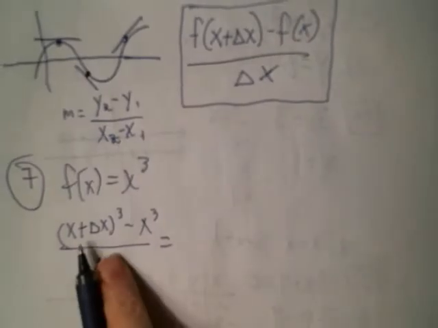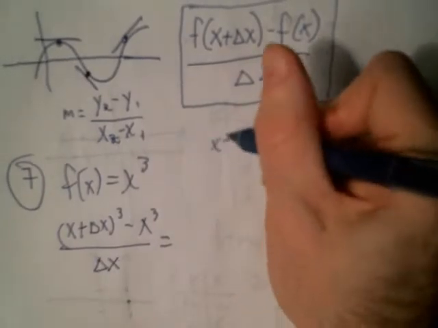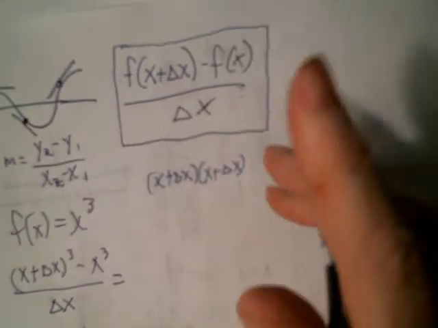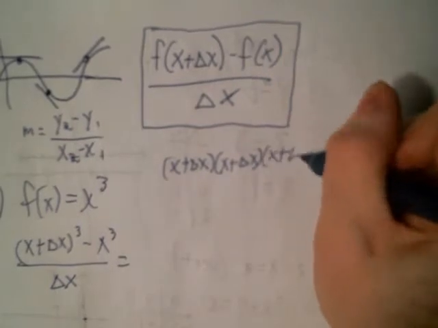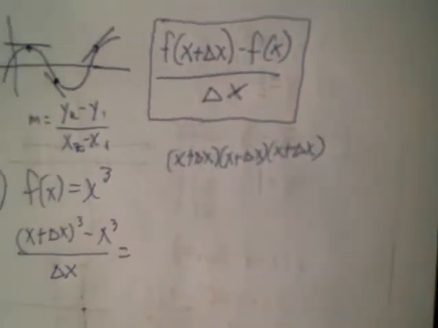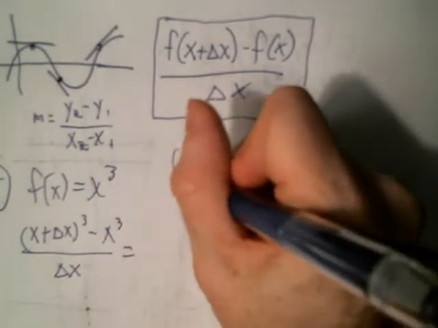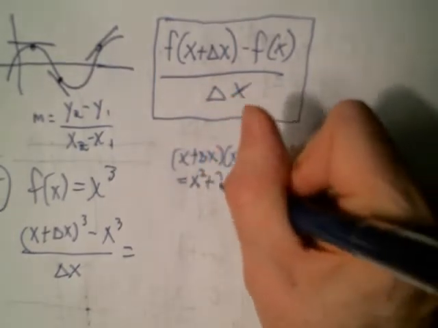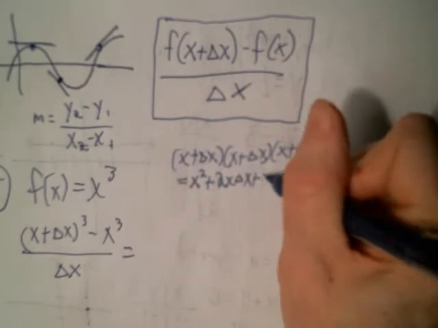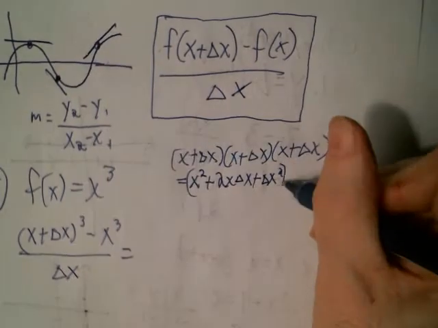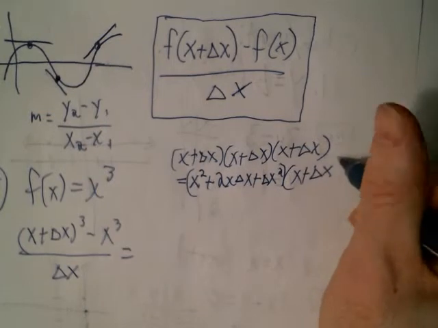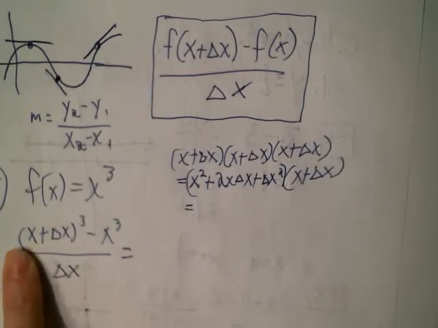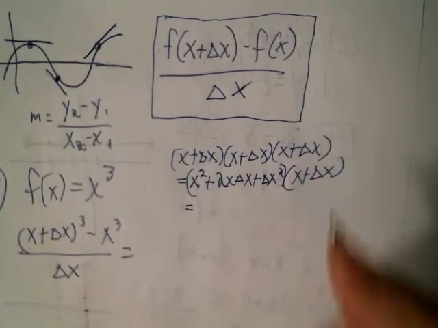Then I need to sort of FOIL that thing out, right? So I get x plus change in x times x plus change in x times x plus change in x. If you know Pascal's triangle, you can do it a lot faster, but I'm getting too old to remember things. So I just go x squared plus 2x change in x plus change in x squared, and then times x plus change in x, and that should give you my final answer eventually. So what am I doing? I'm trying to figure out this part of the difference quotient, which is what we call this.